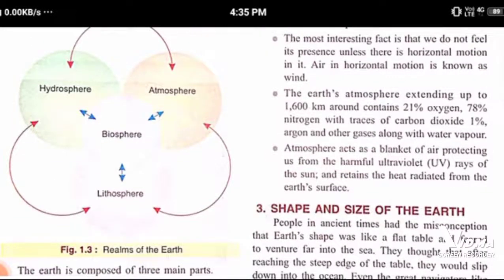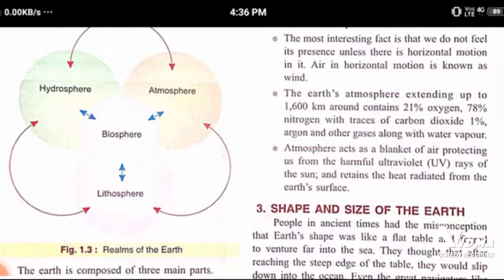The Earth's atmosphere extends up to 1600 kilometers. It contains 21% oxygen, 78% nitrogen, and 1% carbon dioxide, and some traces of argon and other gases along with water vapors.